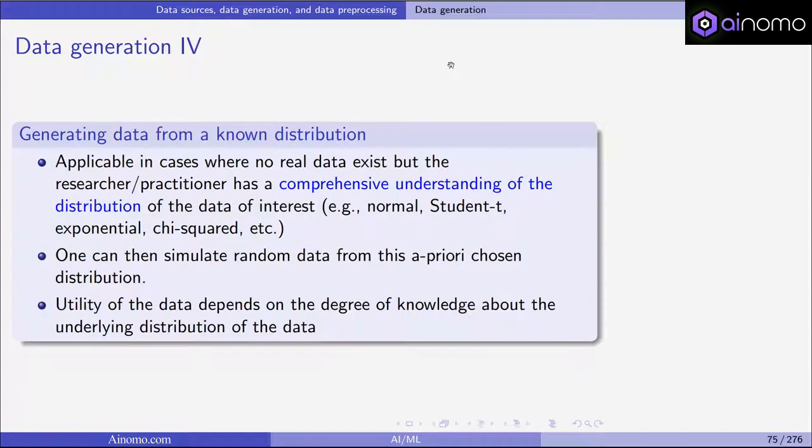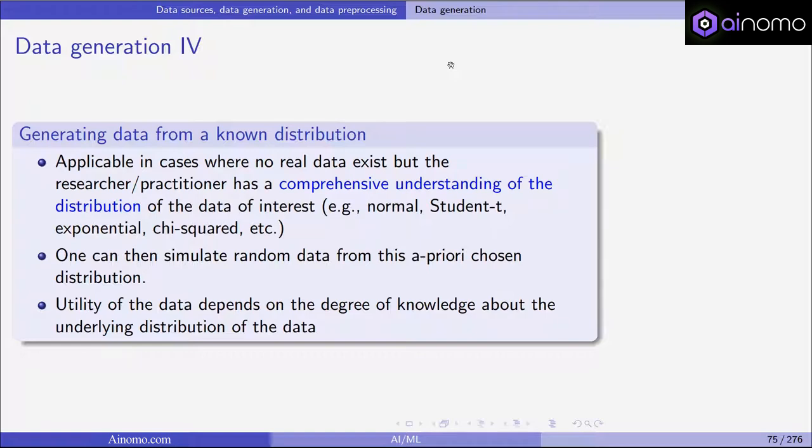So what do we do in the first case? Well, actually, you simply take a statistical distribution, you simply assume that the data comes, for example, from a Student t, exponential or normal distribution, and then you simulate random data from this a priori chosen distribution.